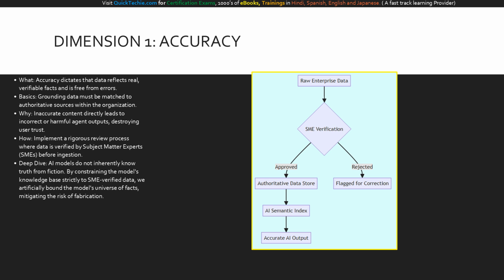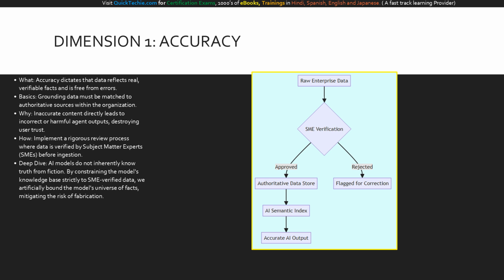Let's walk through this process diagram to see how accuracy is enforced operationally. We start at the top with raw enterprise data. This represents the unfiltered documents, emails, and files scattered across an organization. Before this data ever reaches the AI, it flows into a critical decision gateway, the SME verification node. This represents the human-in-the-loop or automated verification process.